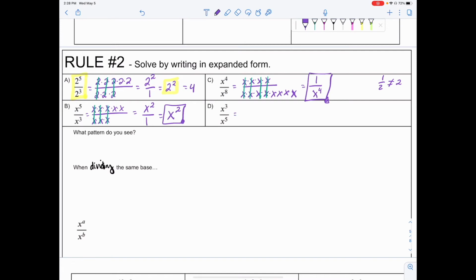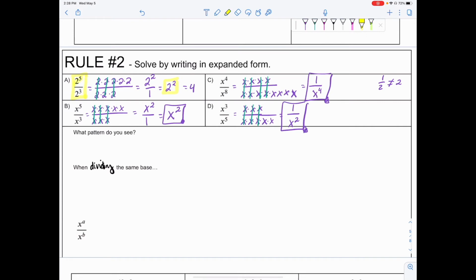And then for d, if we write it out the long way, we have x times x times x over x times x times x times x times x. If we divide, x divided by x is 1, 1, 1. And so in my numerator, I now have 1 times 1 times 1, which is 1. In my denominator, I'm left with x squared, so my final answer would be 1 over x squared.